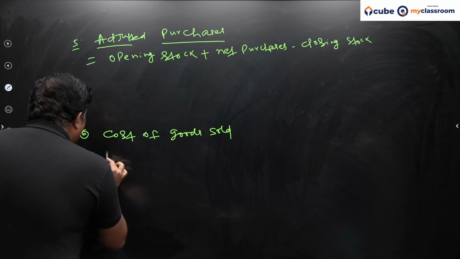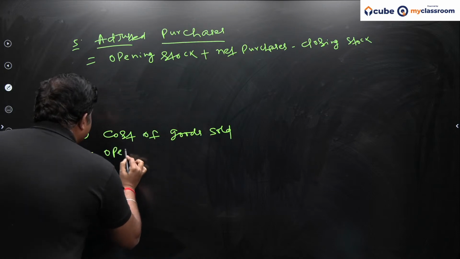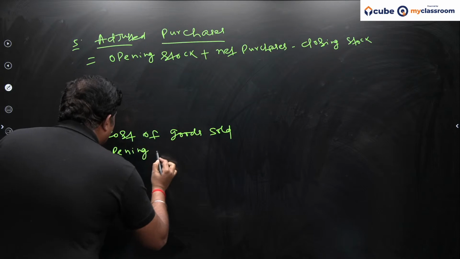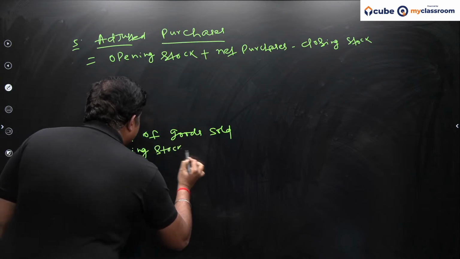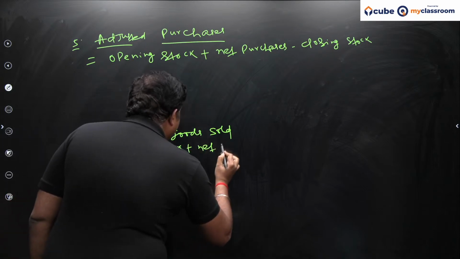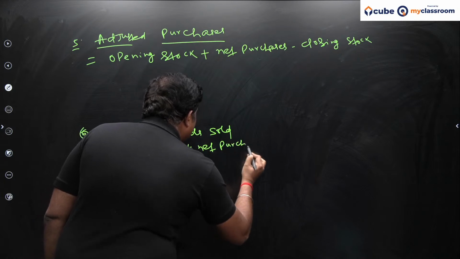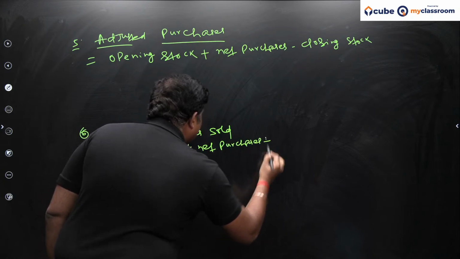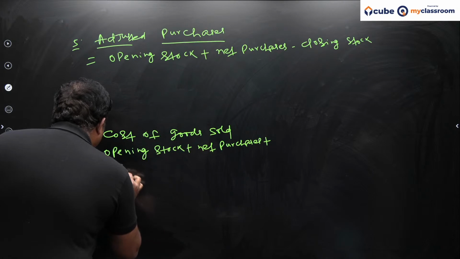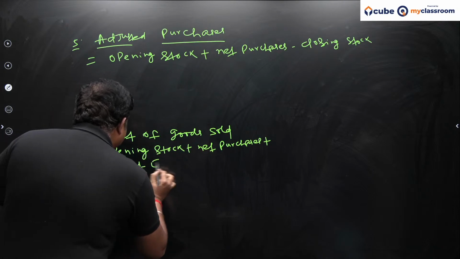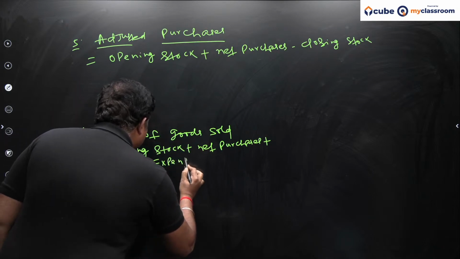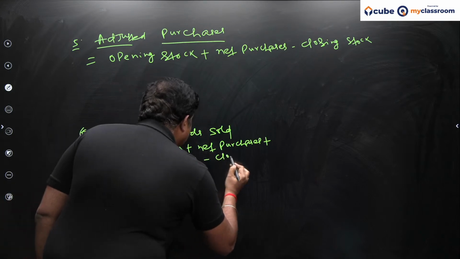In order to ascertain the cost of goods sold, the formula is opening stock, add net purchases, plus direct expenses, minus closing stock.